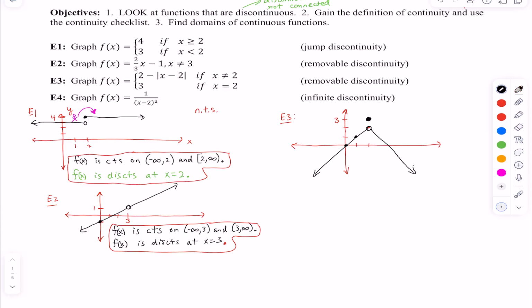Could you list the intervals in which the function is continuous? Why don't you give that a try? Make sure you state that f of x here is discontinuous at a very specific number, specifically at x equals 2.